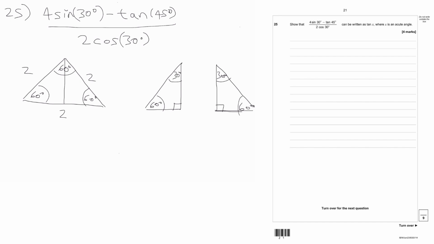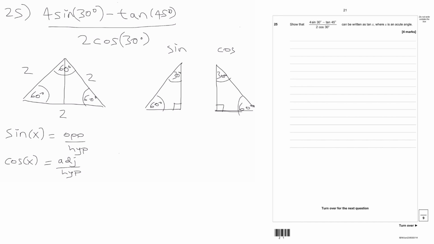And what we're going to do is we're going to use some rules that we know. So if you remember SOHCAHTOA, sine of x equals opposite over hypotenuse, and cosine of x equals adjacent over hypotenuse. And we're just going to call this left triangle the sine triangle, and this right-hand sided triangle the cos triangle.